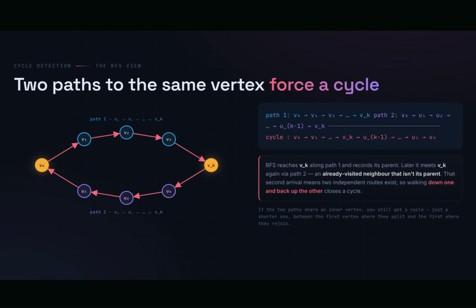Because if your path is, say, V0, V1, V2, V3 up to Vk, this is one path, and your other path is V0 to say U1, U2 till U(k-1) and then Vk, then you get a cycle if you go from V0, V1, V2 up to Vk, and then U(k-1), U(k-2) all the way till U2, U1 and V0. So that's how you detect cycles in a graph.